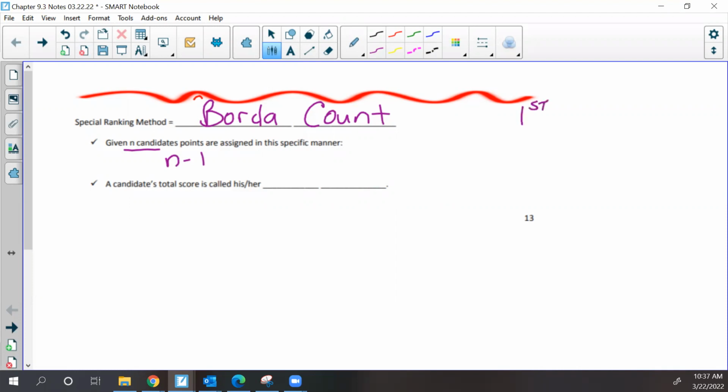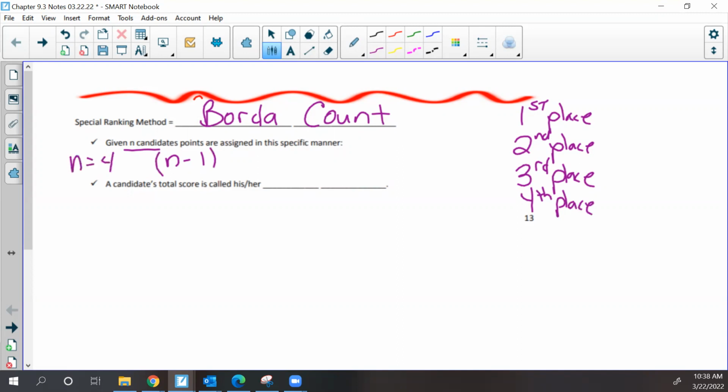You have a first place. You have a second place in your preference ballot. You have a third place. You have a fourth place. So there's 4 candidates that are competing, right? So if N is 4, you plug this in to this little equation and you get 4 minus 1. So this will tell you how many points the first place finisher gets. And so they would get 3 points. So first place would be 3.